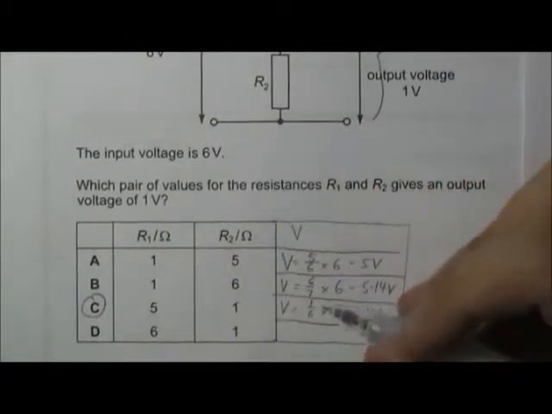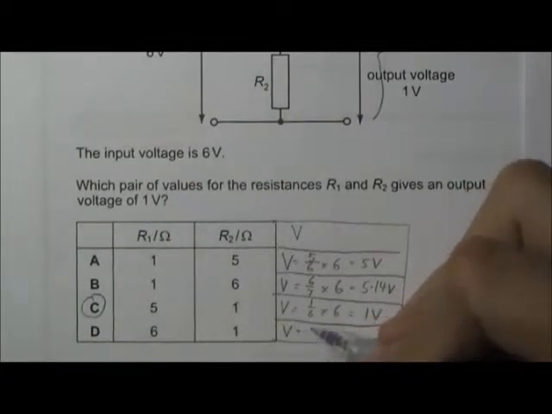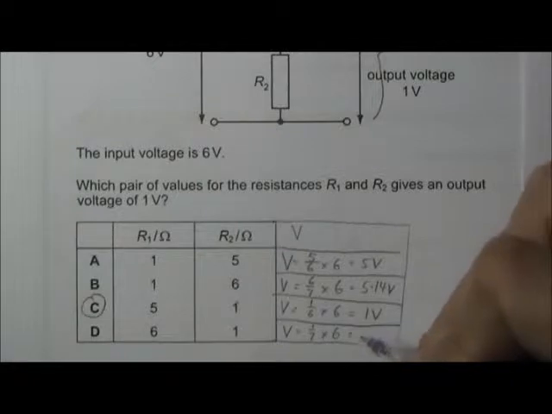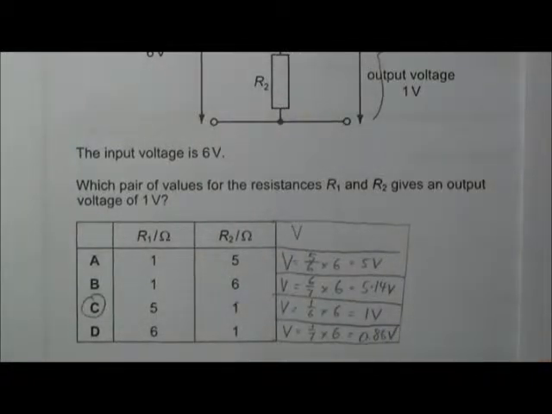But we just calculate for D. V is equal to 1 over 7 multiplied by 6. This is going to give us about 0.86 volt. Okay, so it's very obvious that the answer is C.